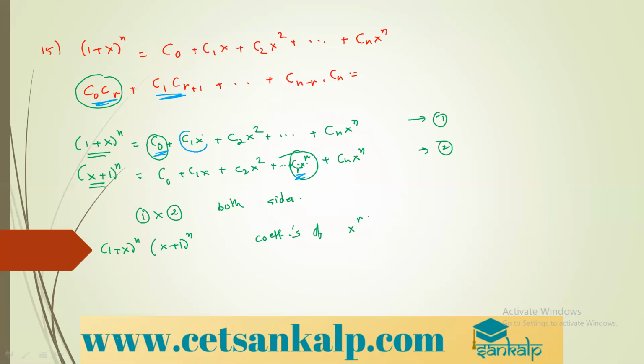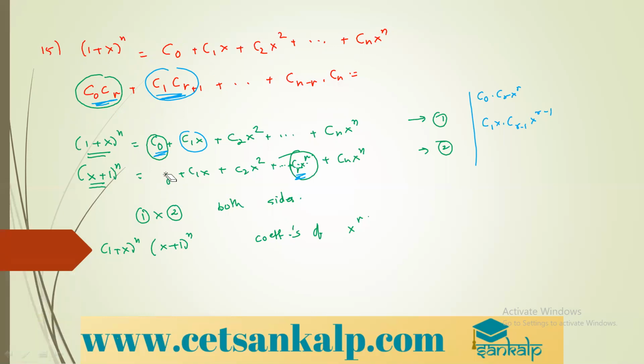Because when I multiply C1, I will write here, C0 and Cr x power r. I have the coefficient of x power r. Then C1x, I have to take Cr minus 1 x power r minus 1. But it is not matching with this. That will come under a different question.